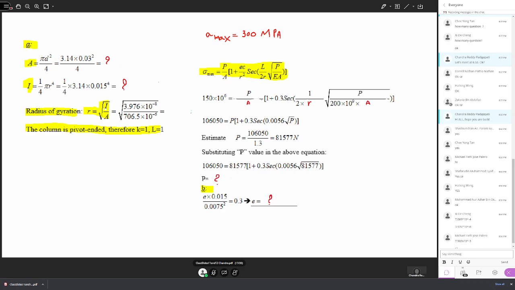So we know sigma max, we know the area, we know AC over R square, we know L, we know 2R, we know EA. So the only unknown now is P, the safe load, which you need to calculate.